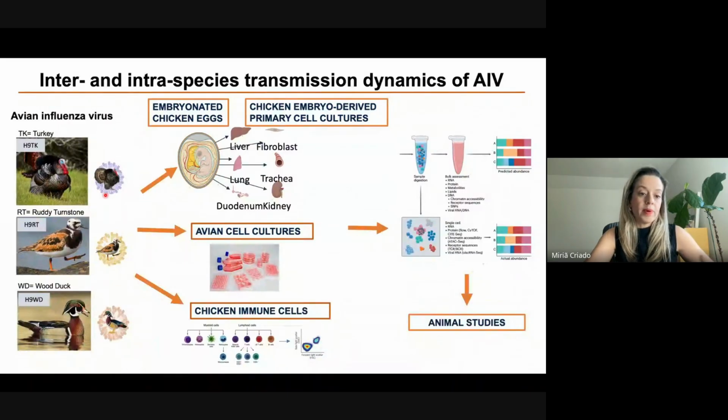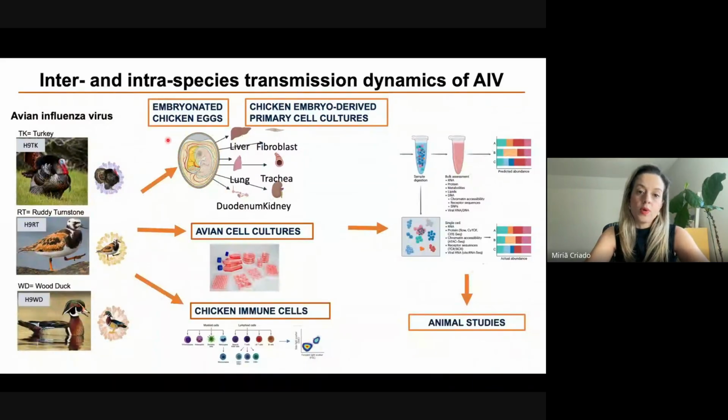Here, as an example, we are trying to understand why avian influenza viruses that circulated, for example, in turkeys, and in some migratory birds, such as ruddy turnstone, or wood duck, a different kind of duck, why these viruses cannot adapt to different avian species. Why could some of the viruses circulating in other avian species not infect chicken, for example?